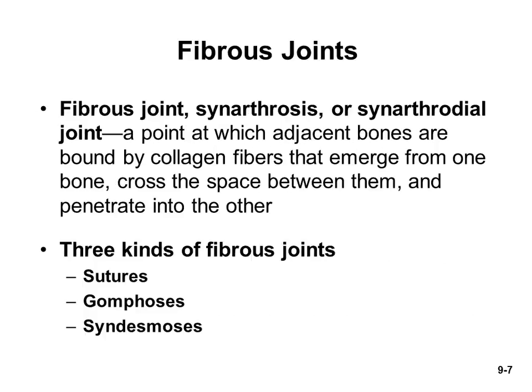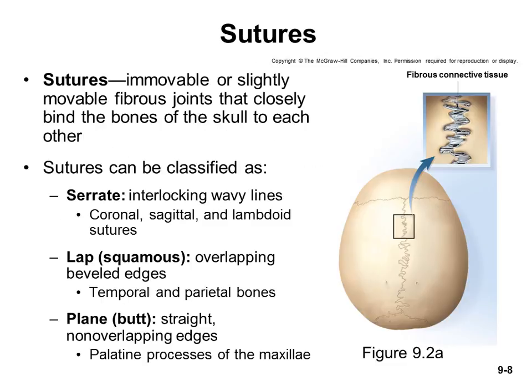Fibrous. Here are your 3 kinds. A point at which adjacent bones are bound by collagen fibers that emerge from one bone across the space between them and penetrate into what? Another. You have your 3 kinds that are listed here. We know sutures are immovable joints. There are different types of sutures.